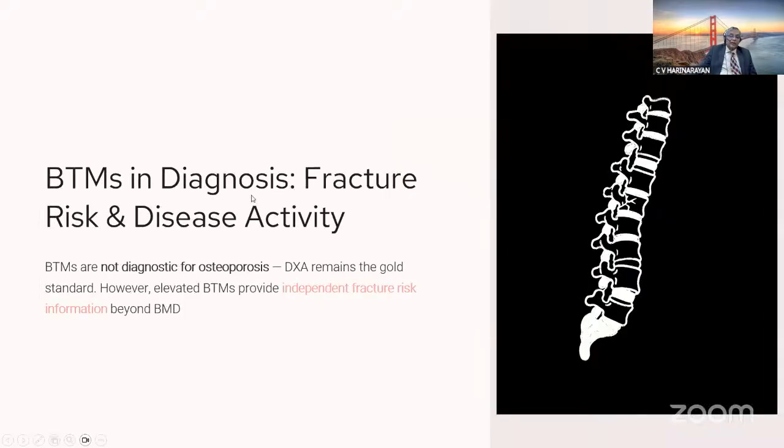So bone turnover markers are used in assessing fracture risk and disease activity. They don't diagnose osteoporosis. If you want to diagnose osteoporosis, DEXA is the gold standard. Elevated bone markers are independent predictors of fracture risk, beyond BMD. So if you have a bone turnover marker which is high in the absence of a fracture, then it becomes very important.